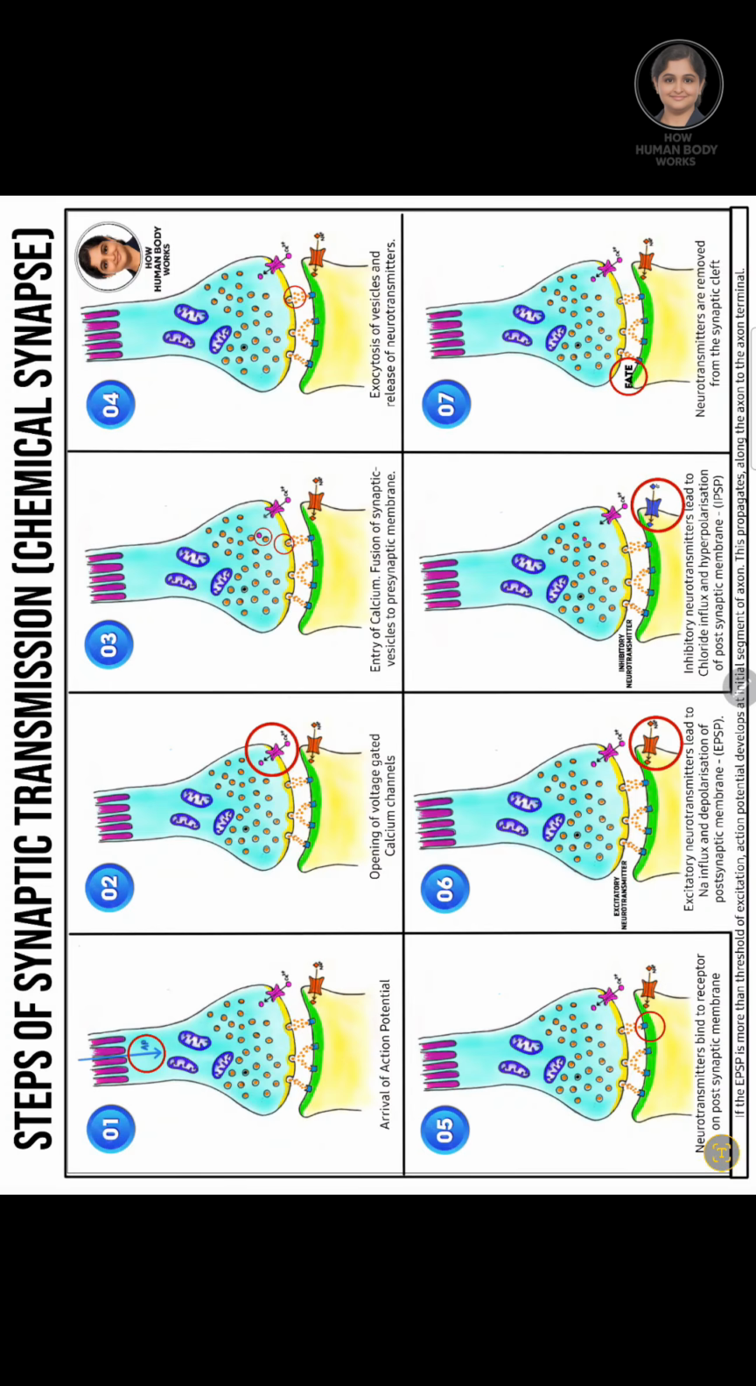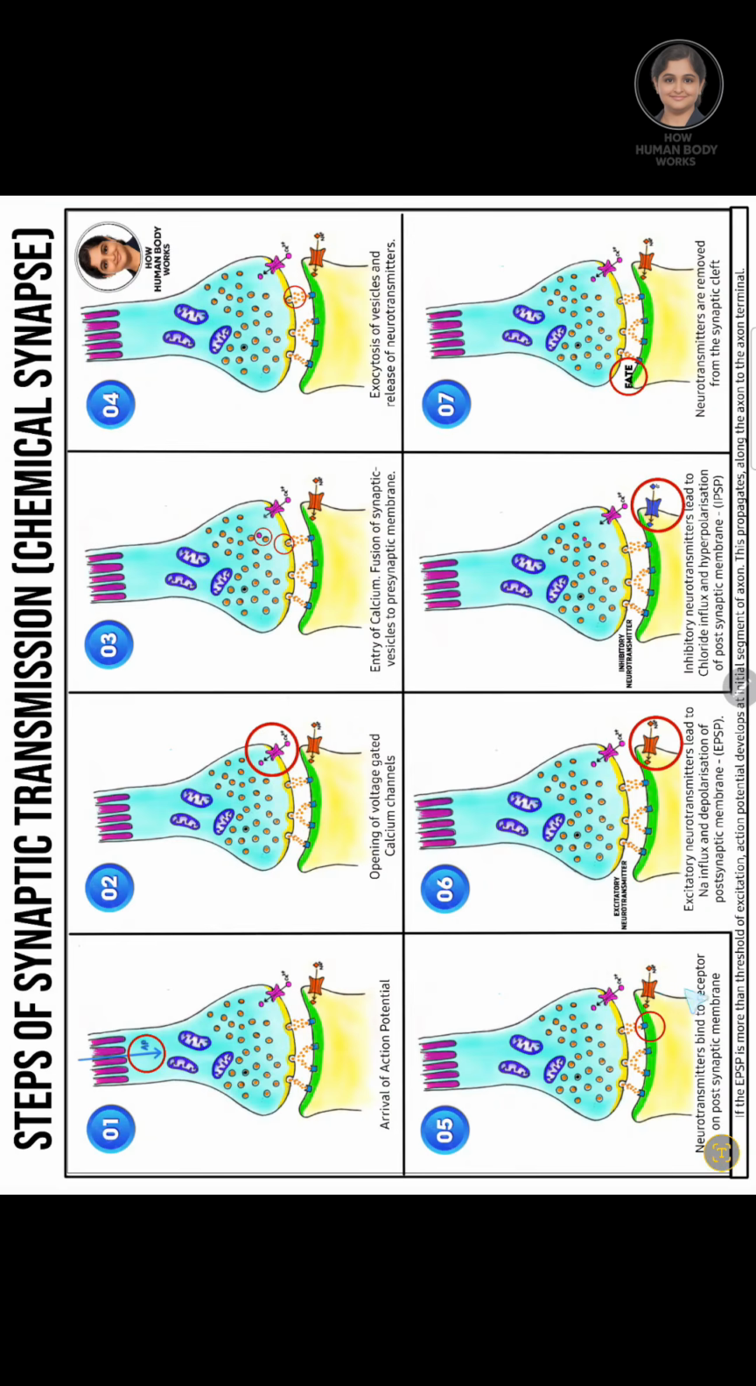So it's the fourth step. It's the calcium-mediated exocytosis of the vesicles and the release of the neurotransmitter from these vesicles. So what happens to this neurotransmitter? The neurotransmitter binds with the receptors which are present on this postsynaptic membrane.